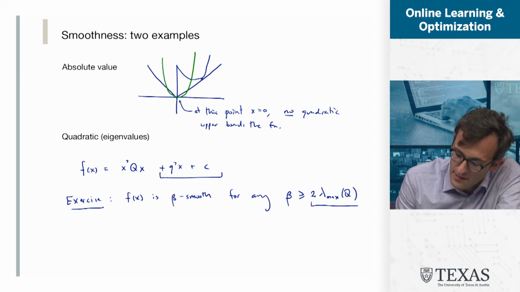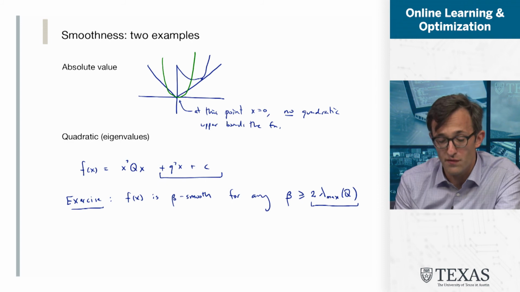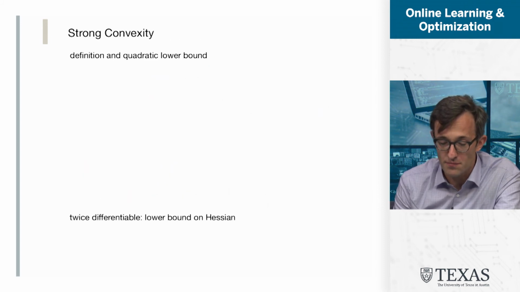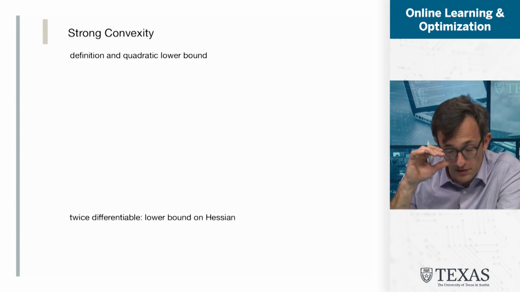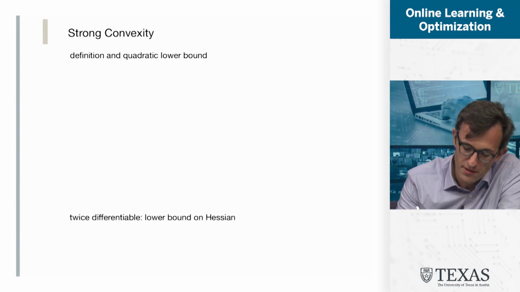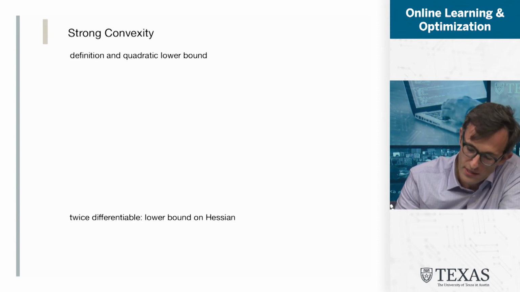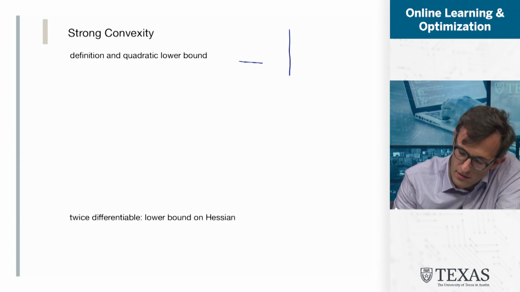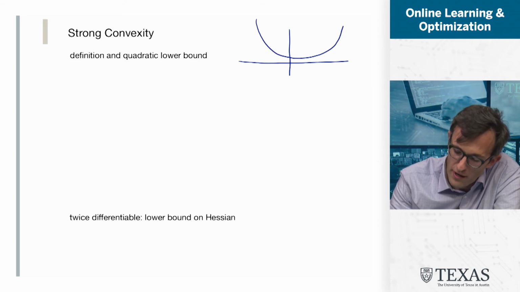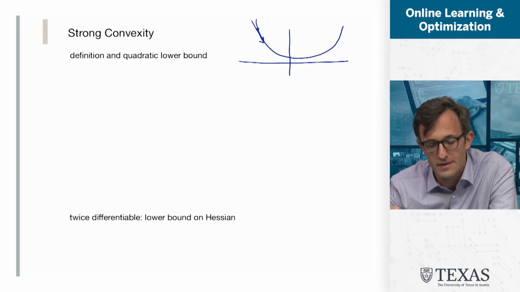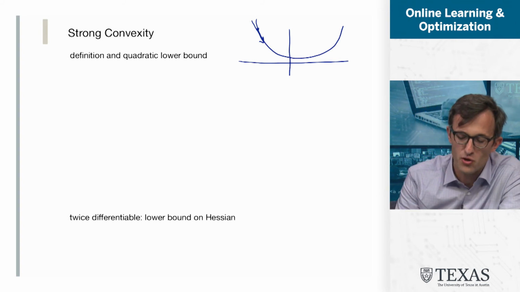Twice lambda max is the smallest beta for which our function is beta smooth. Okay, so that is so much for smoothness. What was the other property that we defined, that we needed? When we're far away, we saw that the gradient was big. So what corresponds to that property? Let's define strong convexity and see how this relates.